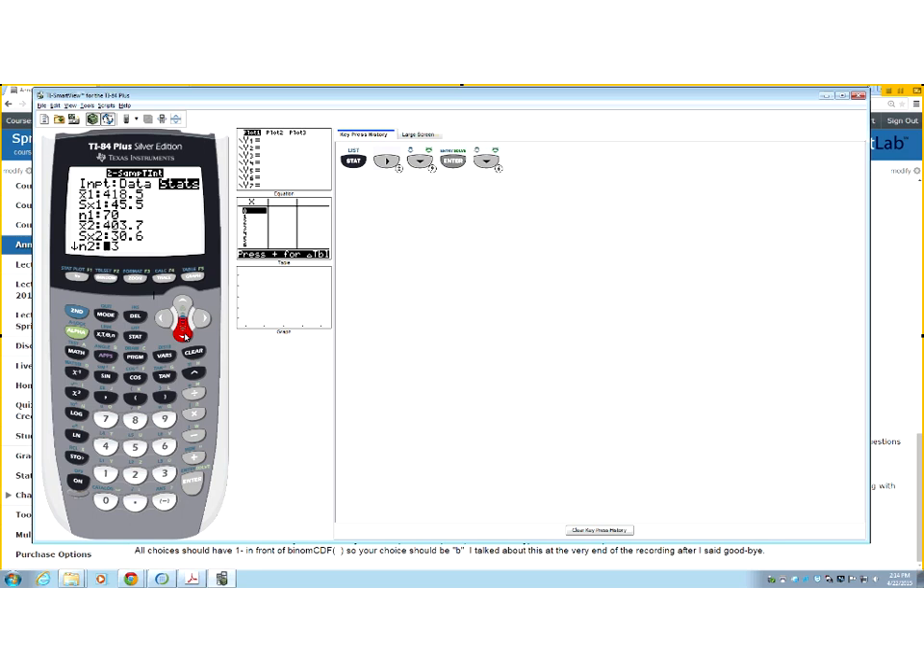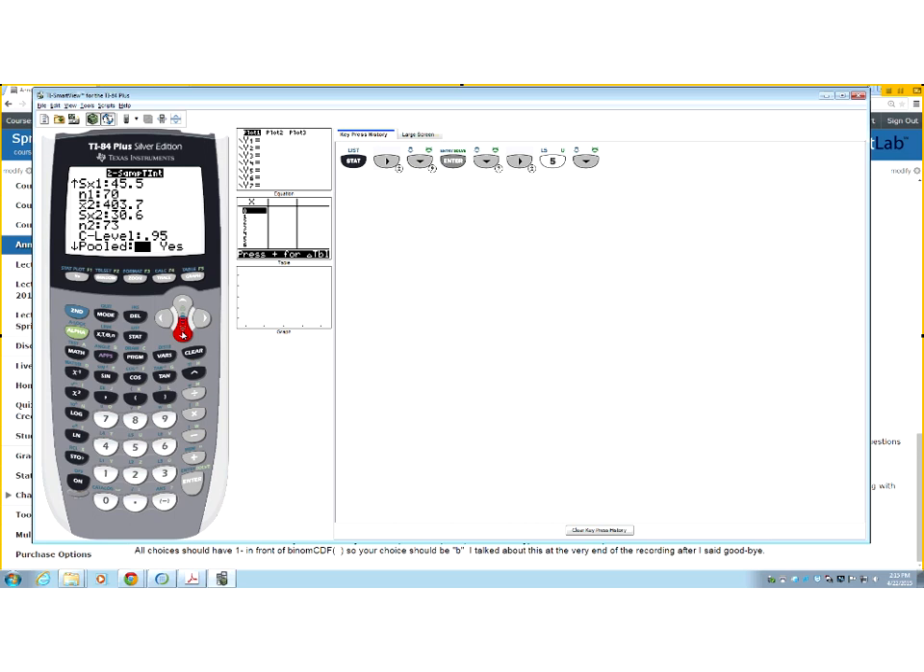So just scroll down using your arrow key. I have to change the confidence level to 95, so 0.95. I already had a 0.9 there, so I just made it 0.95. And then if you use your down arrow key, now it asks you about whether or not it's pooled. The default is that sigma 1 and sigma 2 are unknown and not equal. So you would select no.